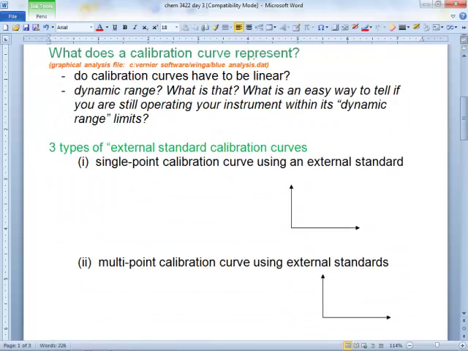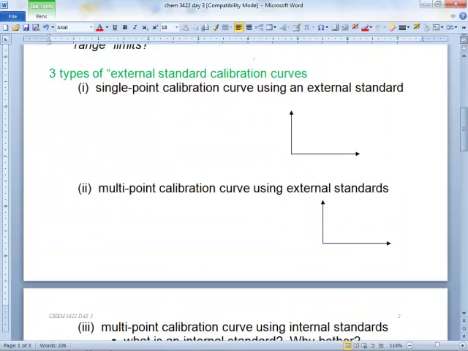Okay, so there are three types of external standard calibration curves. You just make up these standards. You have a stock, and then you use M_iV_i equals M_fV_f to make up your standards. Plot them all out. That's external standards. We usually just call them standards, but they are external standards.